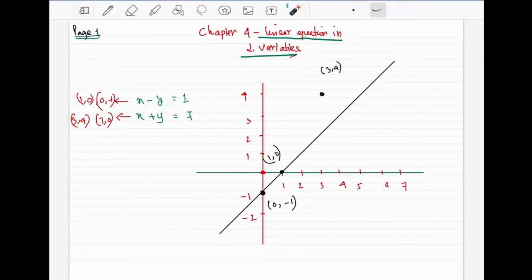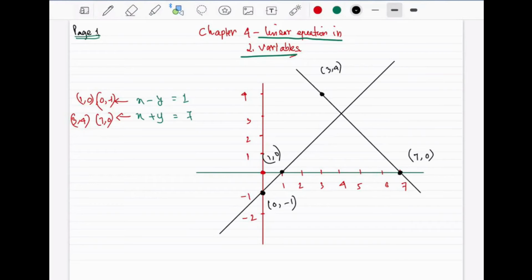Okay, what about the other one? The other one is 7, 0. You have to go 7 points on the x-axis. If there is 0, you are not moving anywhere up or down, right? So you just have to stop here. This is 7, 0, this particular point. Okay, now let's draw the graph for this particular equation x plus y is equal to 7. You just have to join them.